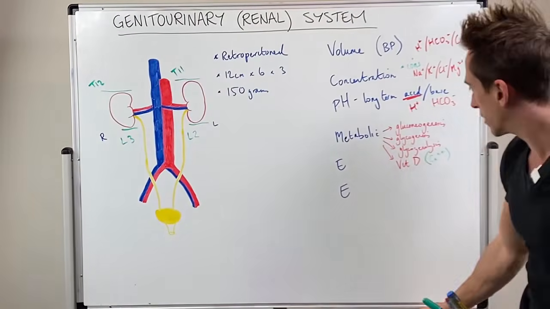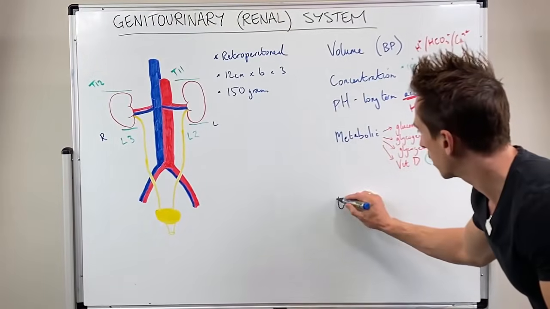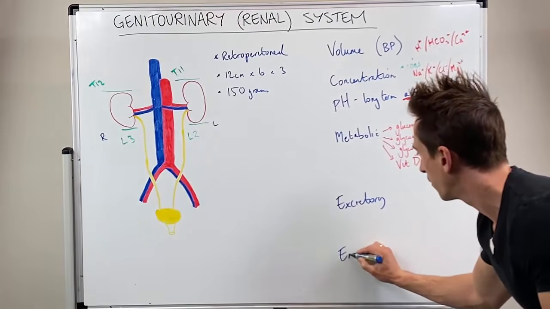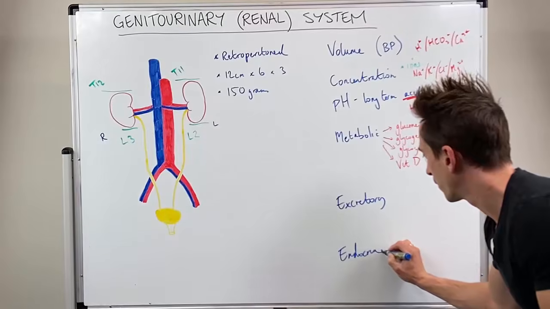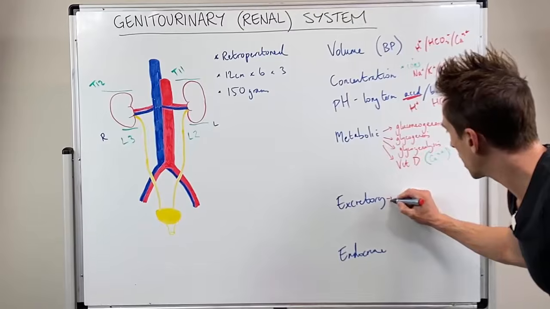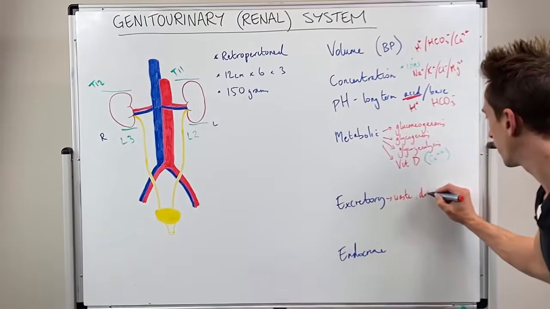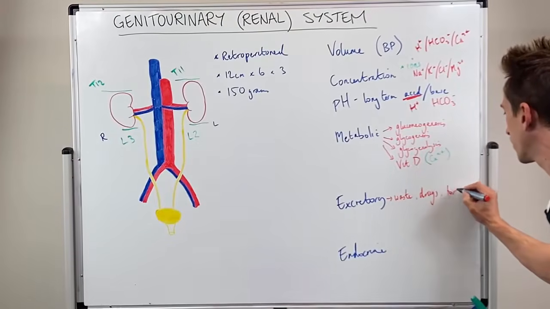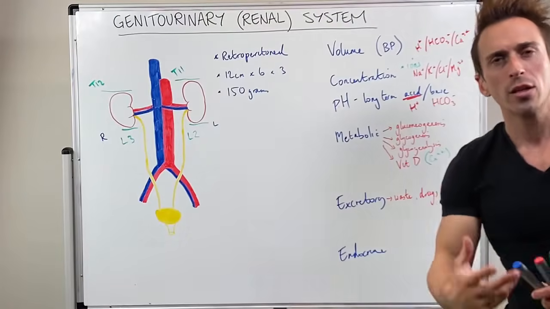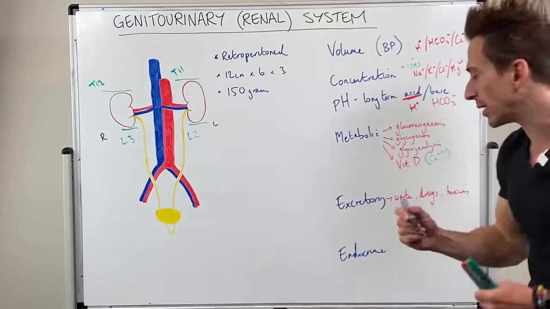Now the last 2 E's, let's just move them down a little bit so we have some space. The last 2 E's are going to be excretory and endocrine. The excretory functions. The kidneys play a really important role in getting rid of waste, drugs, and toxins. So wastes include metabolic wastes. So things that we produce as a byproduct, but we need to get rid of because if they stay in our blood, they can be dangerous for us.